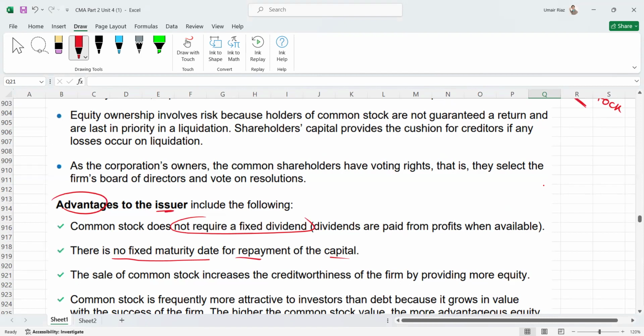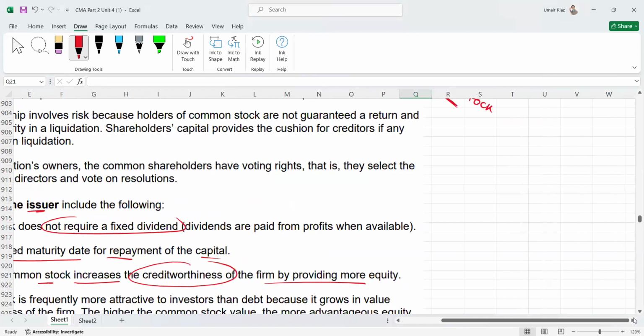Third, the sale of common stock increases the creditworthiness of the firm by providing more equity. Because, guys, when we calculate the leverage ratio, we also take the debt divided by equity ratio, right? This ratio we use to measure the risk. So when we issue the common stock, obviously it will increase your equity.